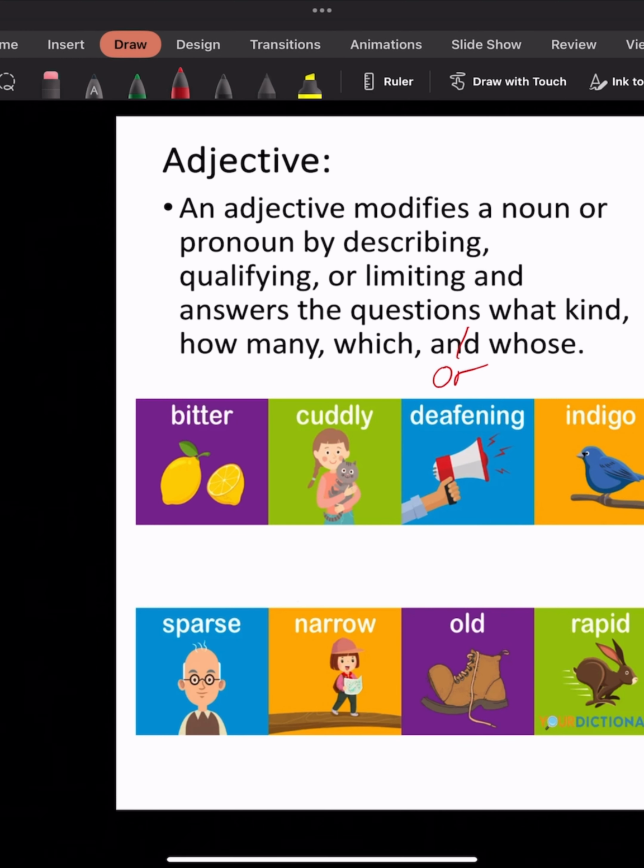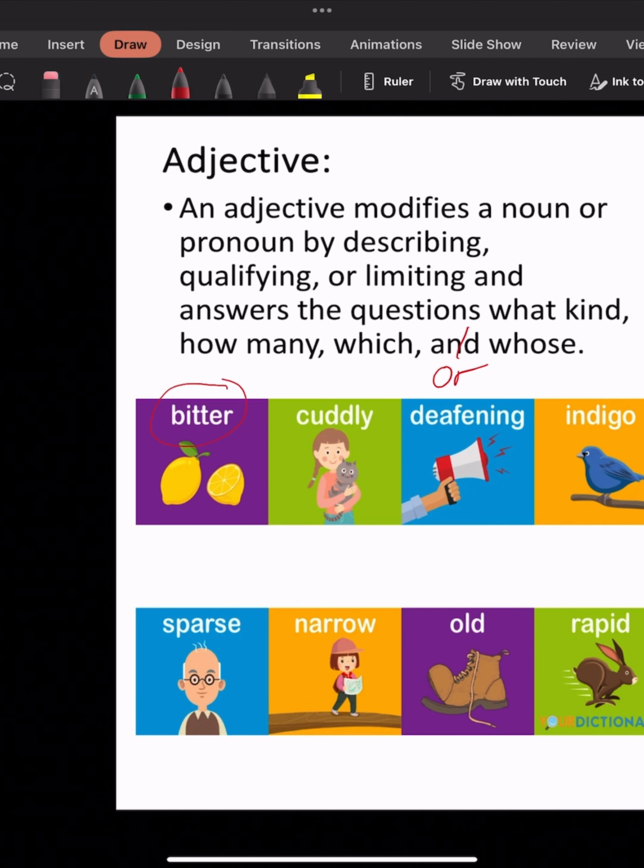An adjective modifies a noun or pronoun by describing, qualifying, or limiting, and answers the questions what kind, how many, which, or whose. Okay? An adjective modifies a noun or pronoun by describing, qualifying, or limiting, and answers the questions what kind, how many, which, or whose. And I love to annoy the children and keep that going. How many, which, or whose? They just think it's hilarious and love to roll their eyes at me. Okay, so that is our adjective definition.